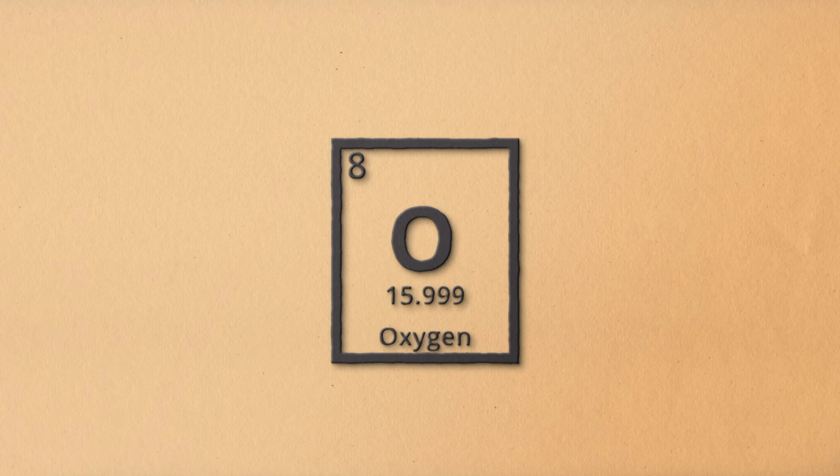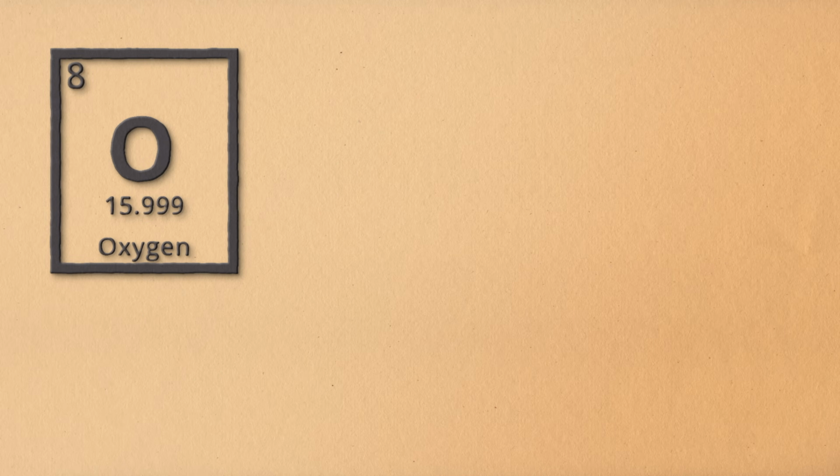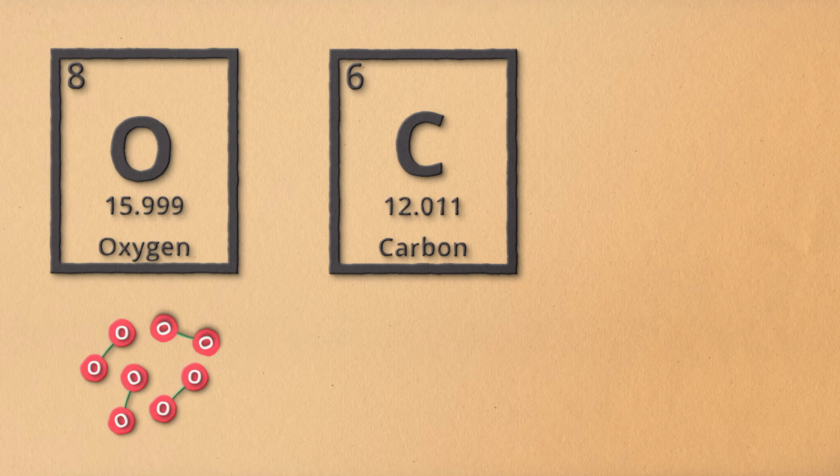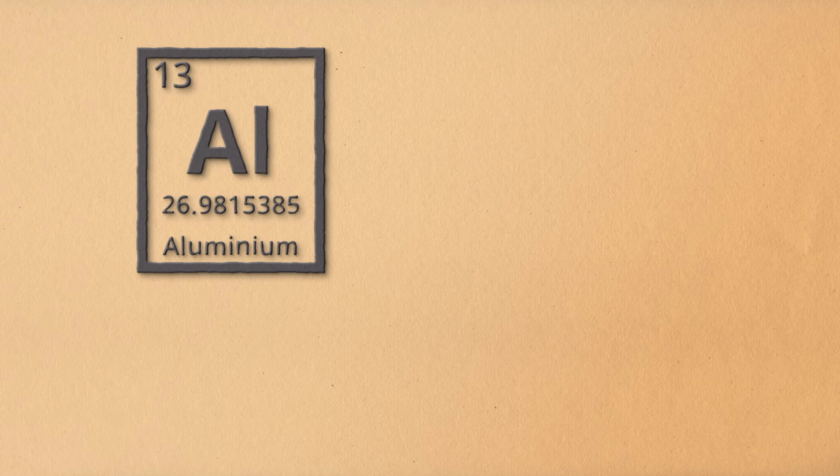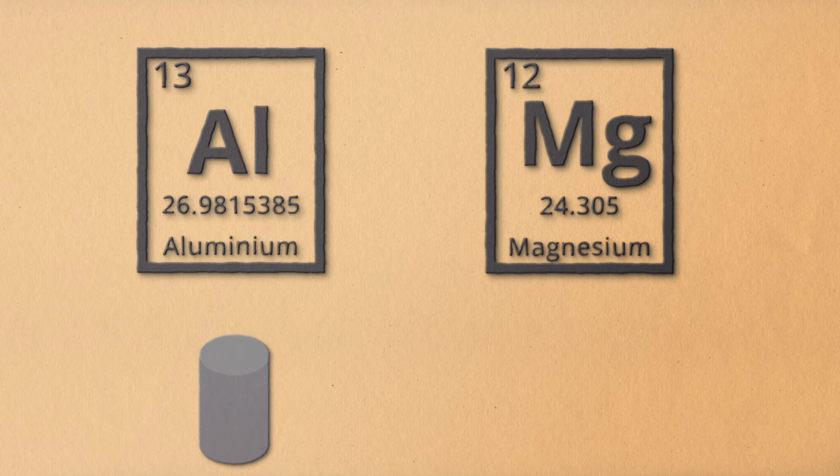Every element in the periodic table is depicted by its respective symbol. Some elements are depicted by the first letter of their scientific name. For example, O is oxygen, C is carbon, and P is phosphorus. Other elements are represented by two letters of their scientific name, such as Al is the chemical symbol for aluminium, and Mg is the symbol for magnesium. The first letter in two-letter chemical symbols is always uppercase, and the second one is lowercase.